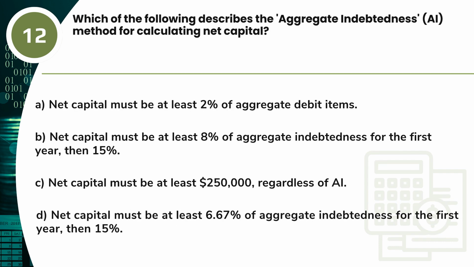Question 12. Which of the following describes the aggregate indebtedness (AI) method for calculating net capital? A. Net capital must be at least 2% of aggregate debit items. B. Net capital must be at least 8% of aggregate indebtedness for the first year, then 15%. C. Net capital must be at least $250,000 regardless of AI. D. Net capital must be at least 6.67% of aggregate indebtedness for the first year, then 15%.